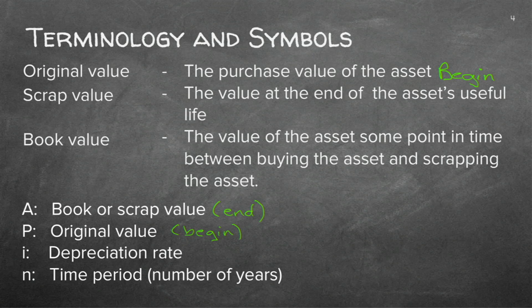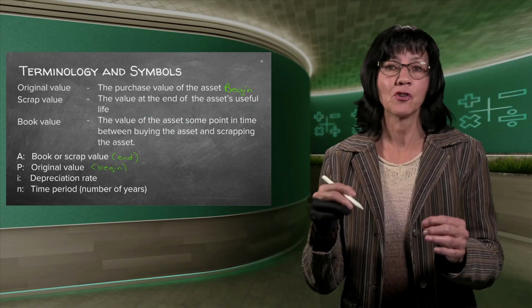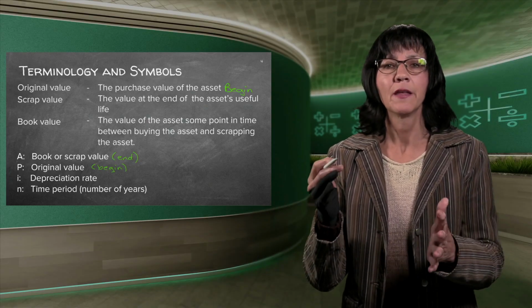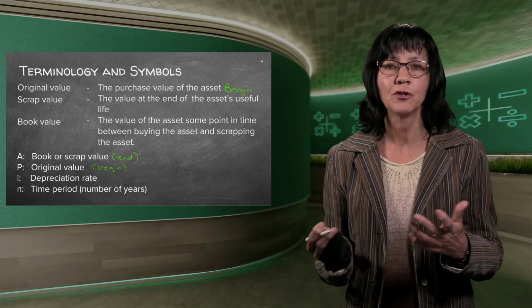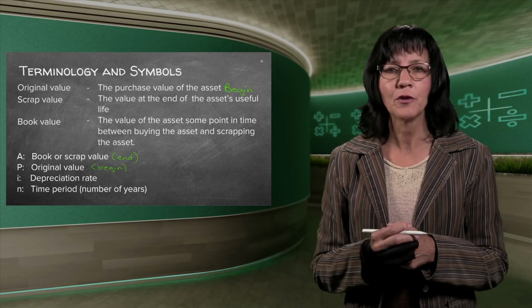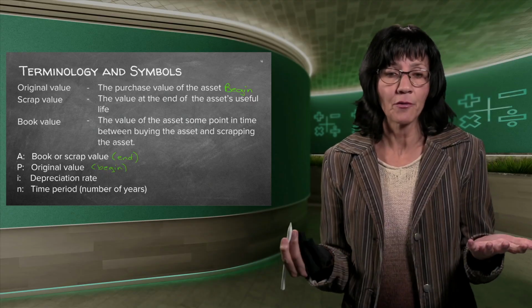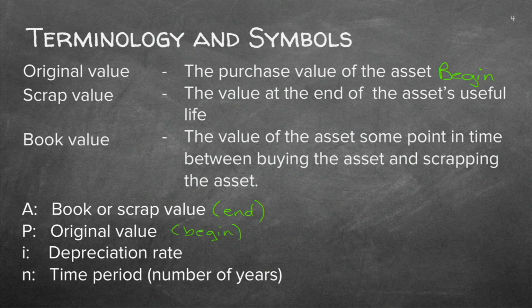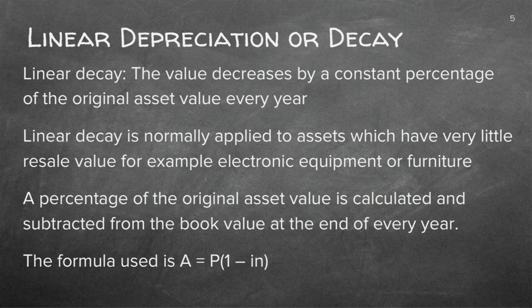The book value is, at any certain time, the value of the asset between the point of buying and the scrapping point. So if I want to sell my car now, but I've paid it in full, and it's not scrapped yet, we can still drive with it, then we look at the book value. So you need to know this terminology, and then you also know the depreciation rate. The I is the rate, and the N is the time period, the number of years that we're working with. Good, so that's all the terminology that you need to know.